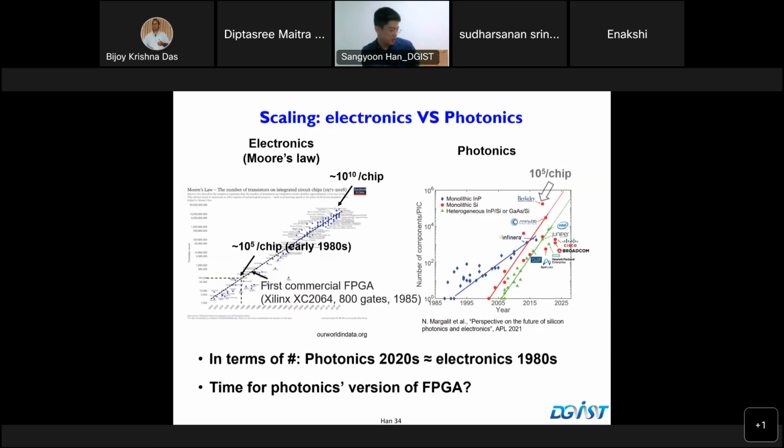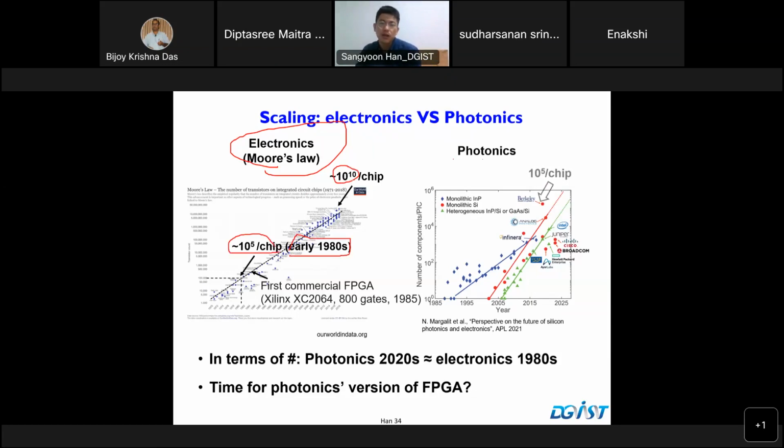If we compare the history of electronics and photonics in terms of scaling, the left graph shows the scaling of electronics, which is Moore's law. Most of you are super familiar with it. Although Moore's law is almost at its end, engineers are still doing well. I believe a few weeks ago, Samsung announced that they started to manufacture 3 nanometer gate length transistors. Nowadays, per chip, you have about 10 to the 10 transistors. But if you look back to the early 1980s, there were only 10 to the 5 elements per chip.